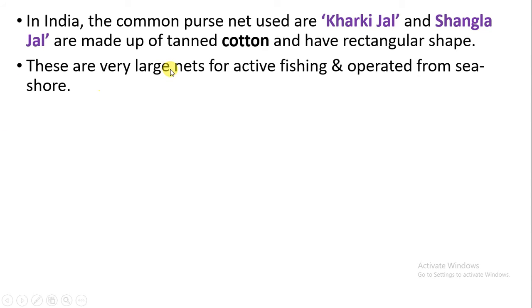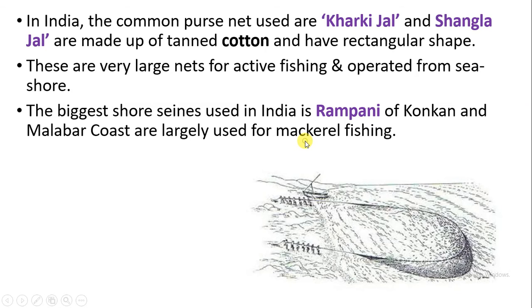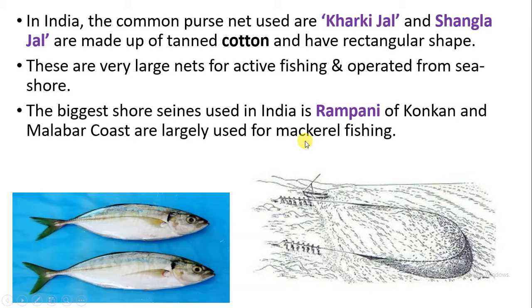So there are very large nets for active fishing, operated from the seashore. The biggest shore seine present in India is the Rampani. The biggest shore seine, the purse net most used in India, is the Rampani of Konkan and Malabar coast, and it is largely used for catching mackerel fishes.